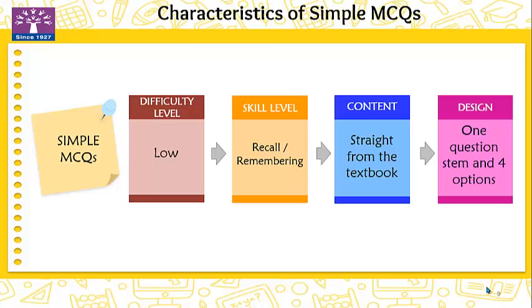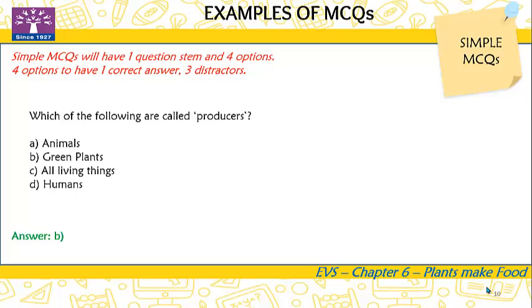Let's look at an example from the topic of plants make food. This is an example of a simple MCQ. Which of the following are called producers? This is the question stem, and the 4 options are animals, green plants, all living things, humans. Of course, the correct answer is B. But if you notice, let's try to understand the design of the simple MCQ.